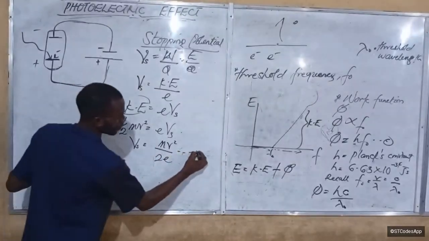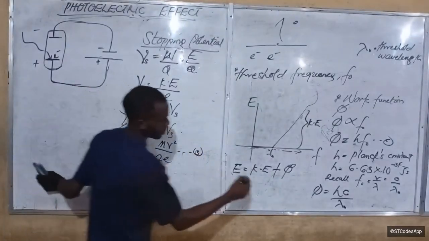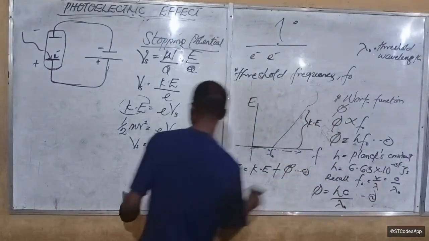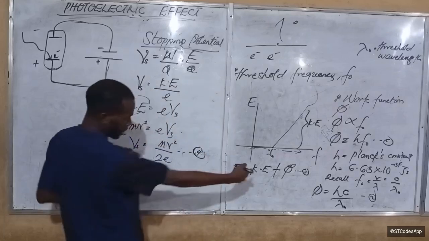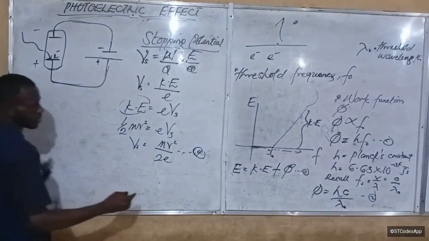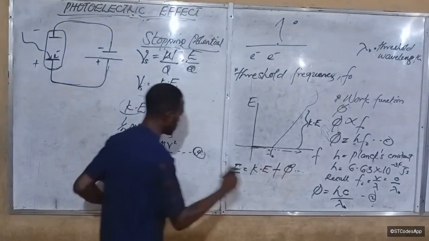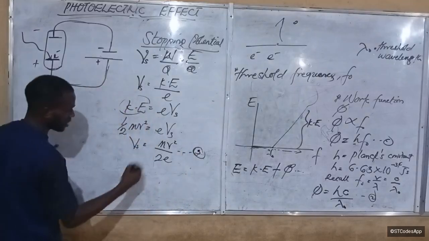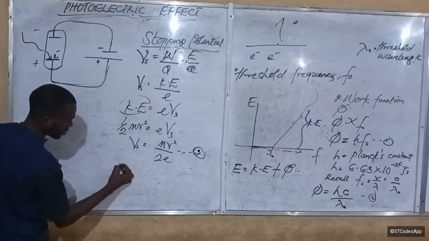If that be the case, let's call this equation 3. We'll still modify the earlier equation, so let's leave it unnumbered for now.